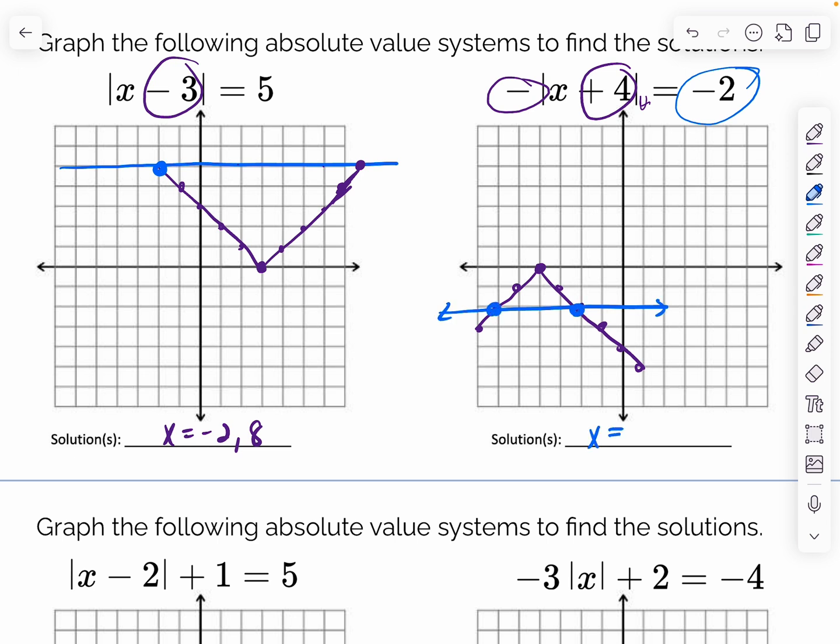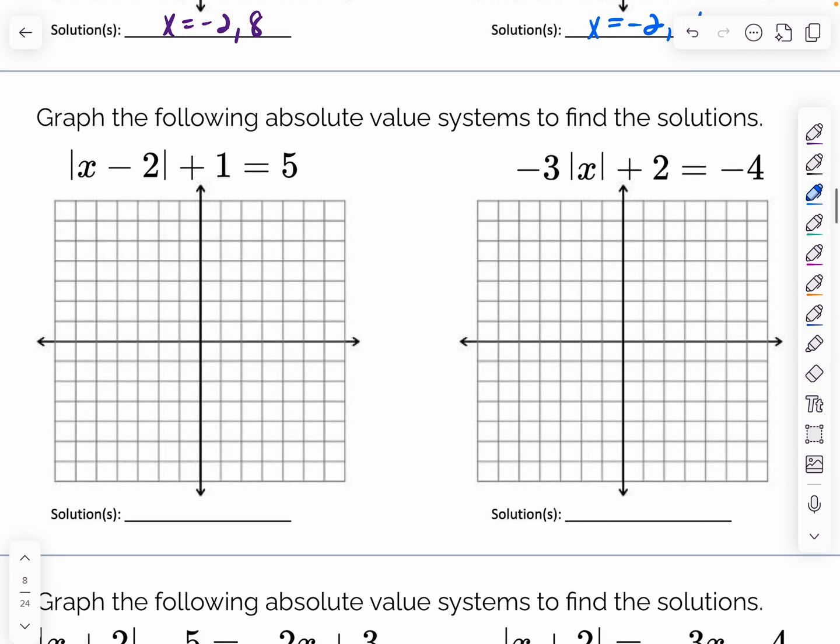And our solutions, once again, we have 2 of them, are at 1, 2, 1, 2, so negative 2, 3, 4, 5, 6, negative 6. Okay. All right, now we add a few more transformations onto this one.